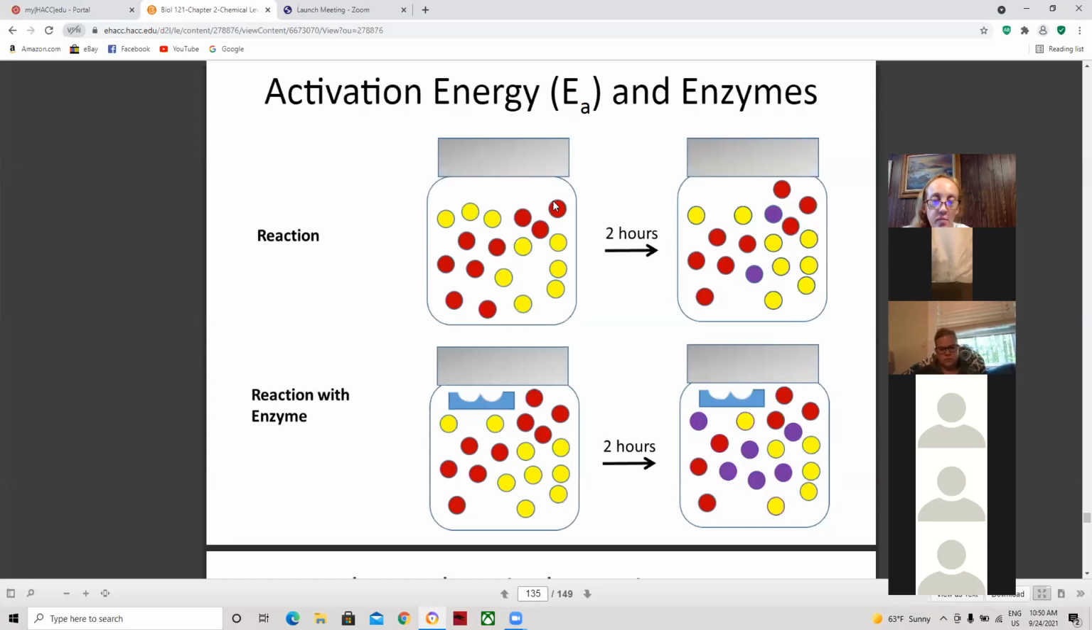Let me say that one more time. The activation energy is the probability or possibility or the potential that two reactant molecules are going to collide at the right angle, collide long enough, stay together long enough, and with enough force that they will become a product, a certain product.